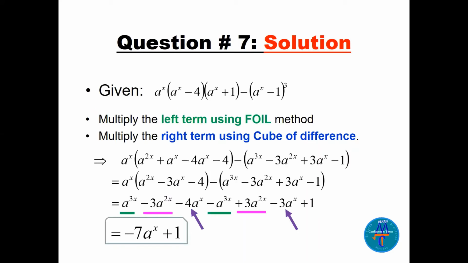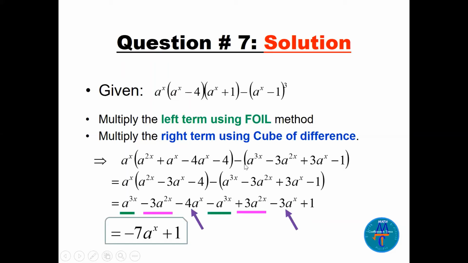Now, the final answer is simple, as I said, minus 7a to the power x plus 1. Almost everything will cancel, almost. Let's see here. Multiply this one by the FOIL. So a power x, we leave it. A power x times a power x, we add the power, a power 2x. A power x times 1 plus a power x, minus 4 a power x, minus 4 times 1 is minus 4.